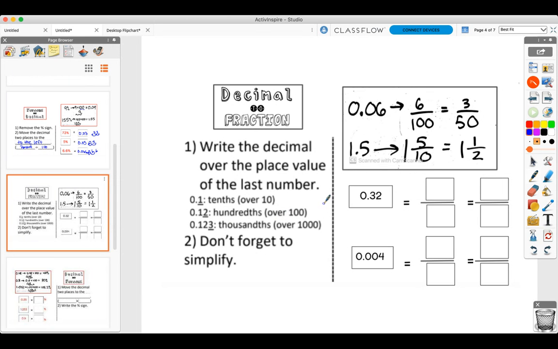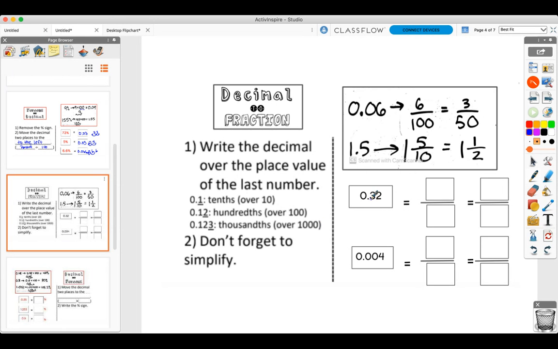So, decimal to a fraction. Write the decimal over the place value of the last number. If it's 0.1, this is the tenths place, so it's over 10 because you're dividing by 10. If it's in the hundredths place, like that 2 is here, you're dividing by 100. If it's in the thousandths place, it's over 1,000. And then don't forget to simplify.